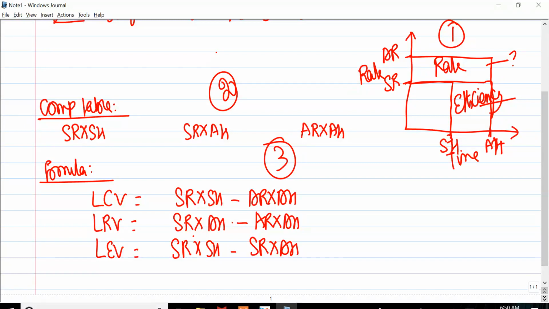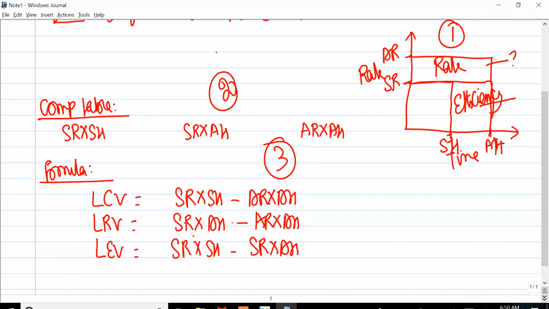Single labor without idle time. Can we proceed? Now write note. Point number 1. SR refers to rate to be paid every hour.